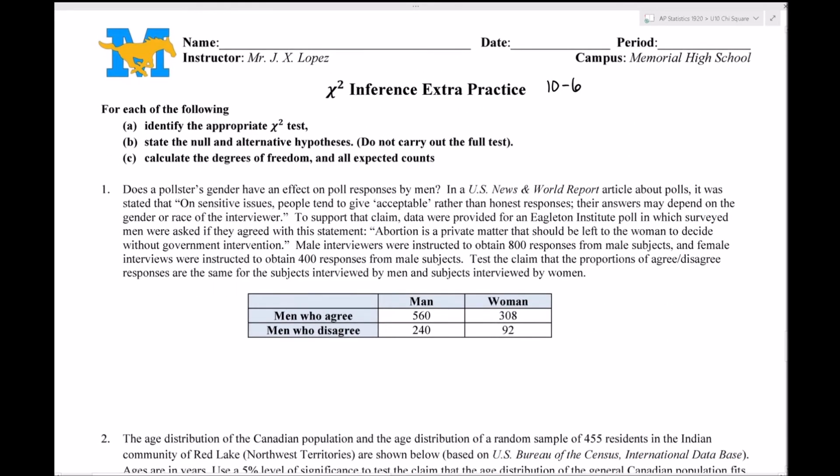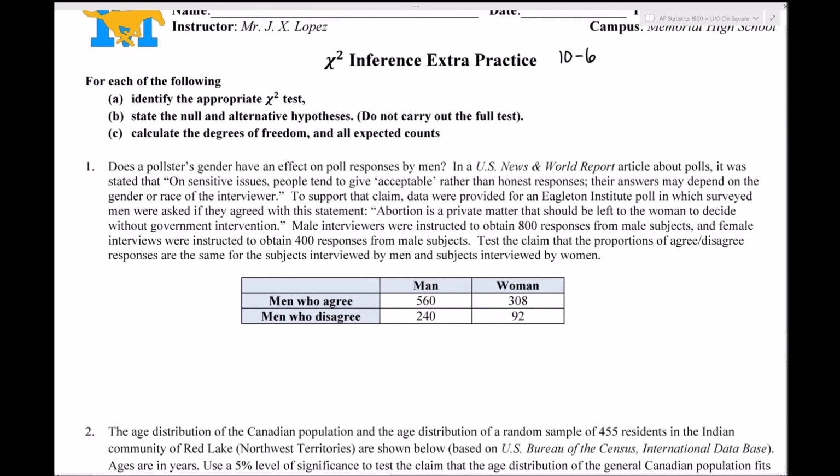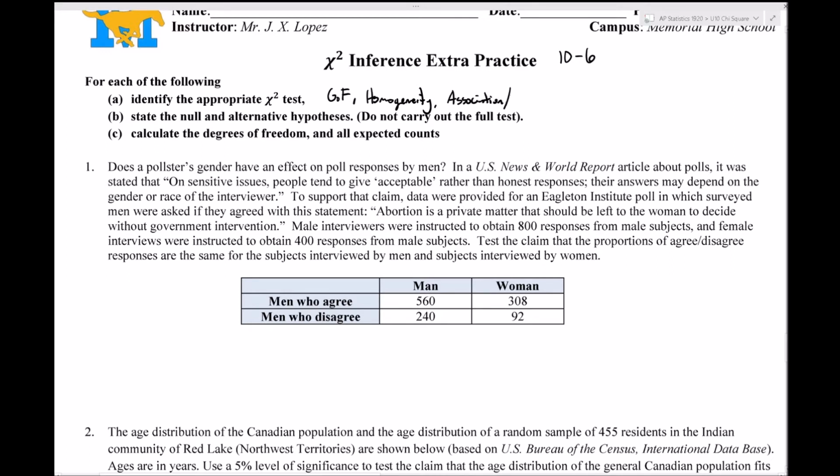So we'll start off with the instructions for each of these problems. For each of the following, letter A, identify the appropriate chi-square test, which is the main goal behind this particular video: to get you guys to be able to identify the proper test in either of these situations. There are three ways this can go: goodness of fit, homogeneity, and then there's association/independence. Same test.